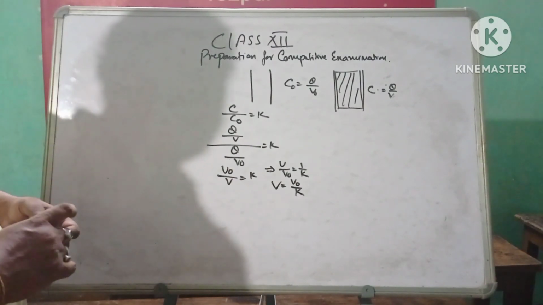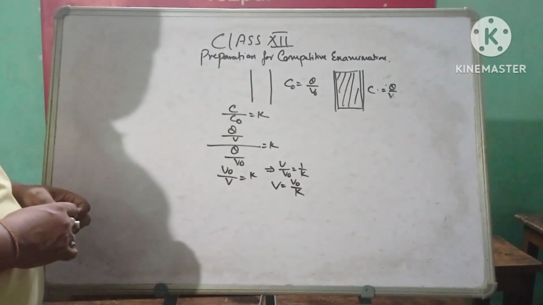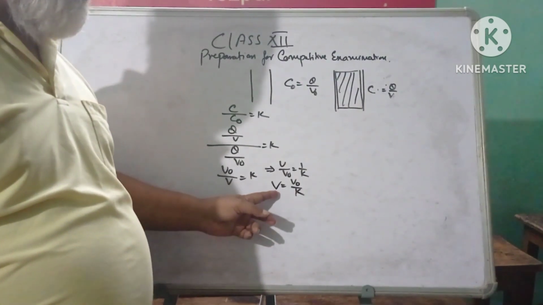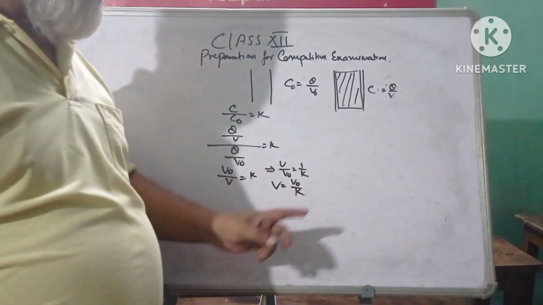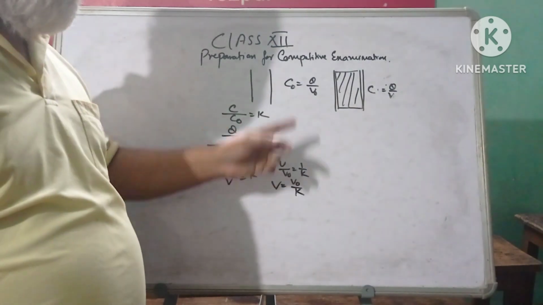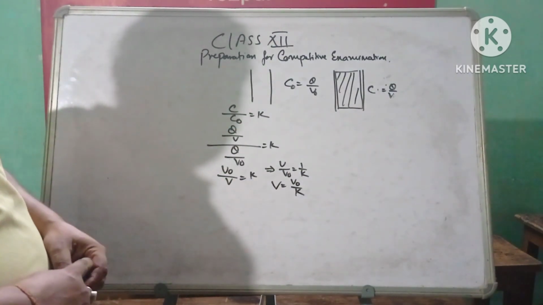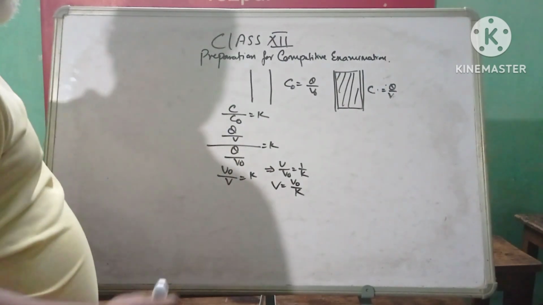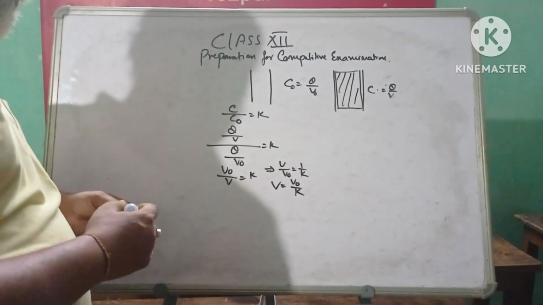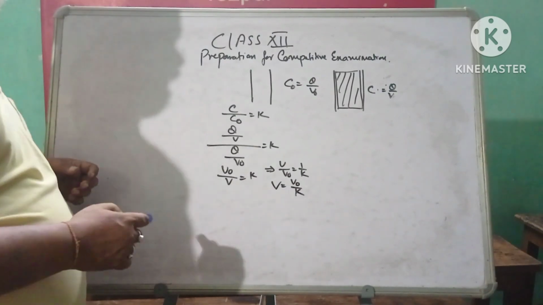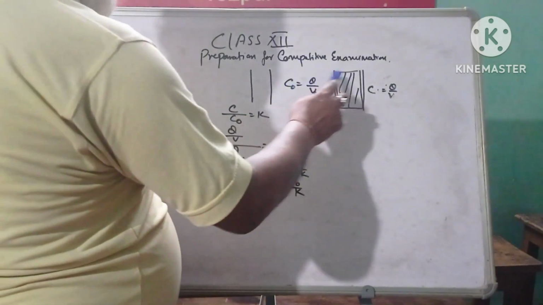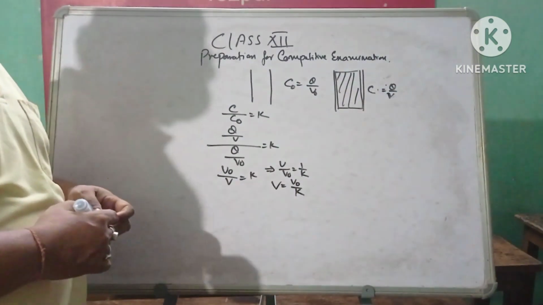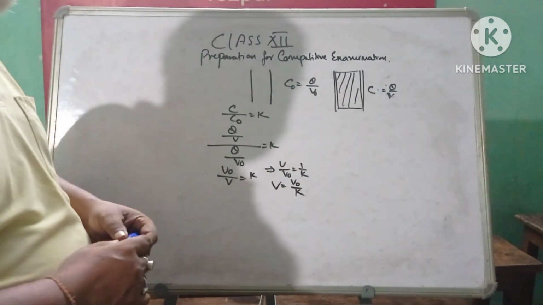Why have I done this? Here you see the potential difference when the dielectric is placed is V naught by K. And here C is equal to K into C naught. And in both cases, you see that your charge Q remains the same.